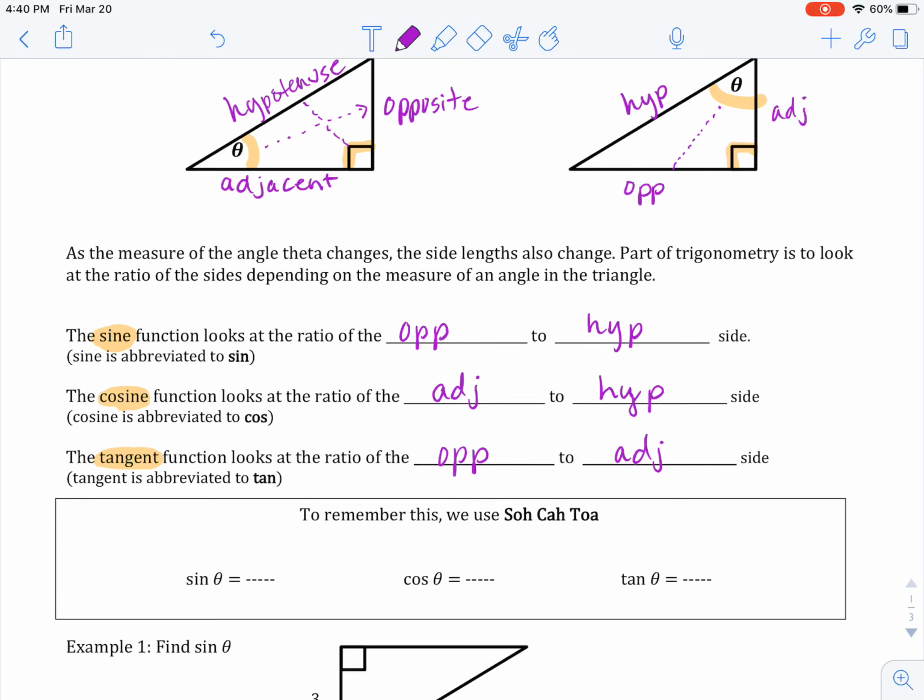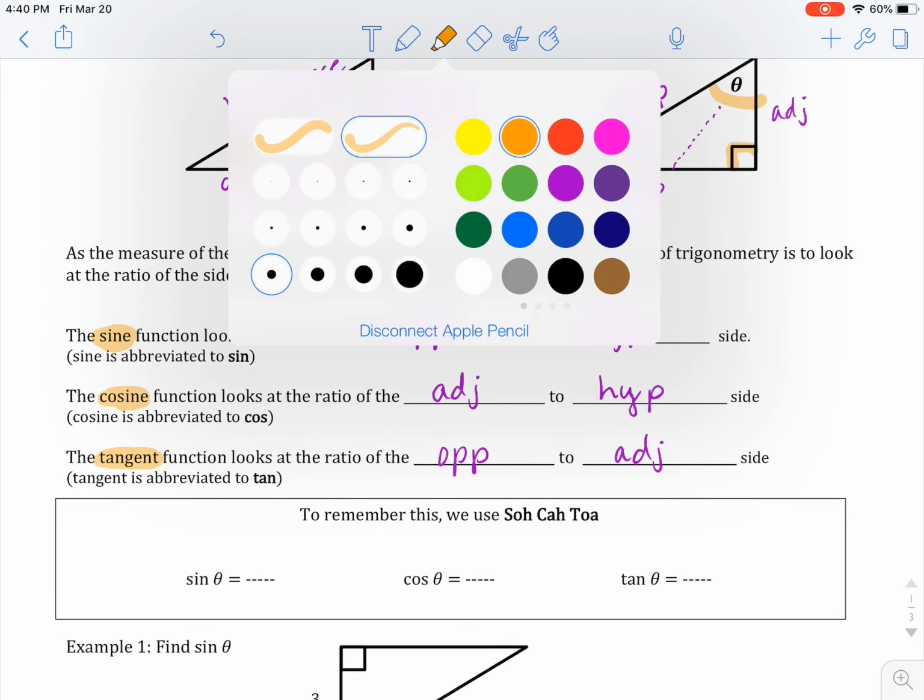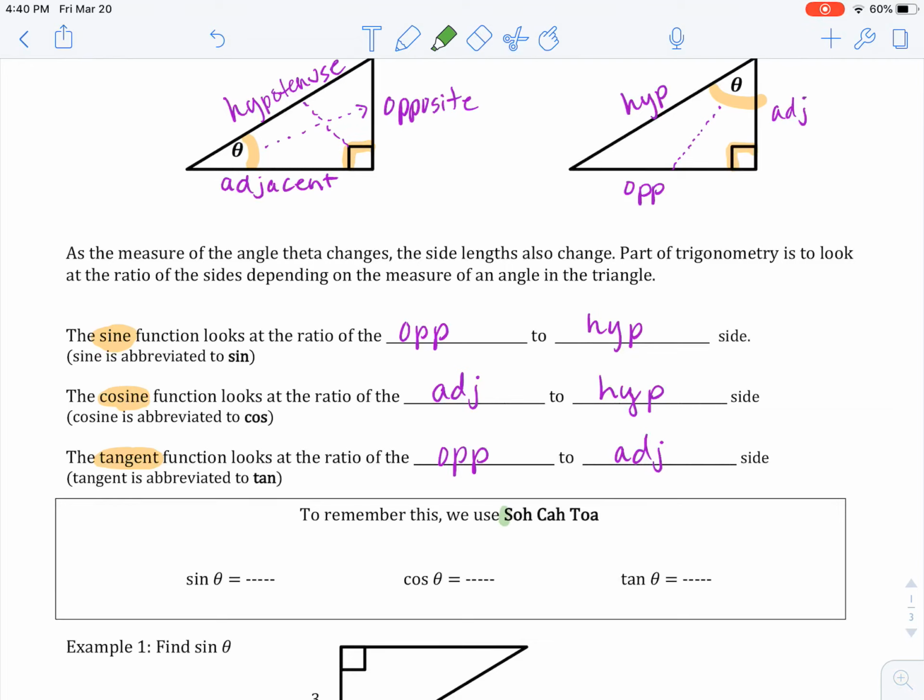And we have a trick for remembering that. We call it SOHCAHTOA. And each of these three capital letters are for sine, cosine, and tangent. S for sine, C for cosine, and T for tangent. And then the next two letters that come after those capital letters are for opposite or adjacent or hypotenuse.